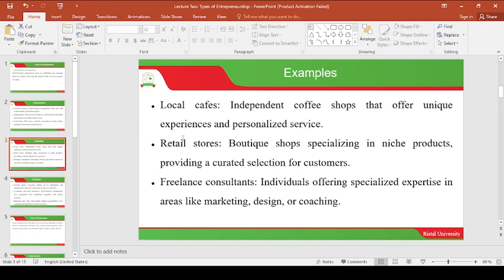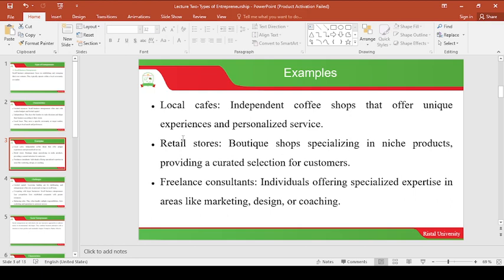Now let us look at some of the examples of these small scale businesses. One, we have the local cafes, independent coffee shops that offer unique experiences and personalized service. Then we have retail stores. For example, we have the boutique, we have the shops, specialized in niche products providing a unique selection for customers. Then we have freelance consultants, individuals offering specialized expertise in areas like marketing, designing, or coaching, etc.